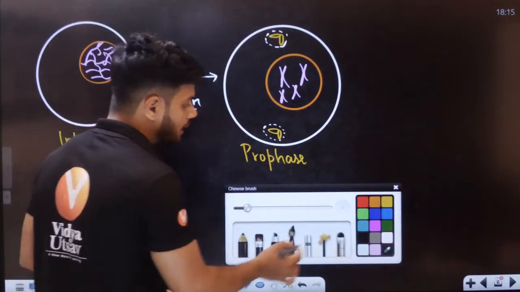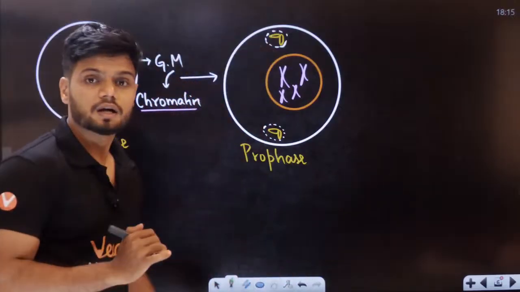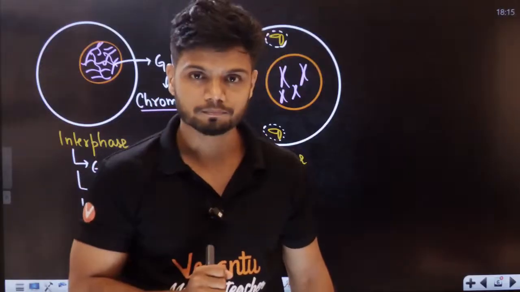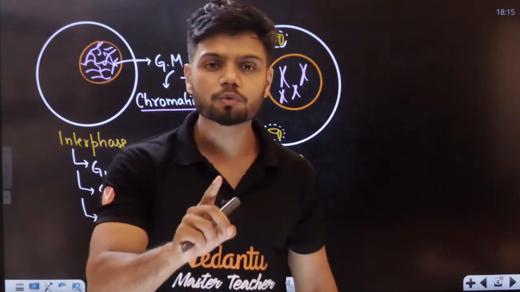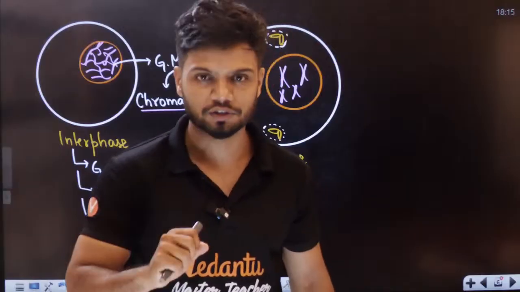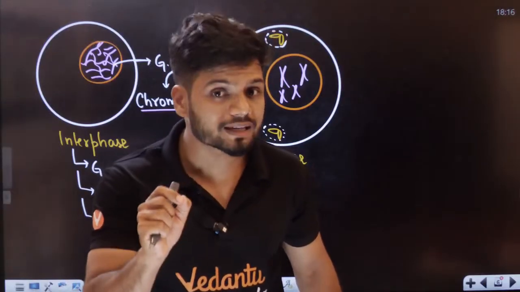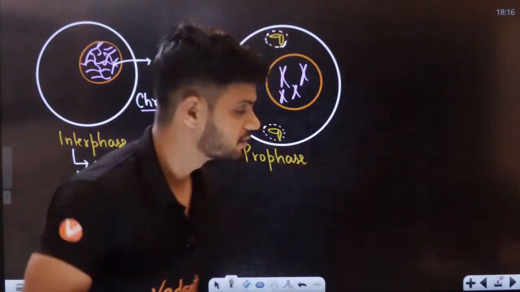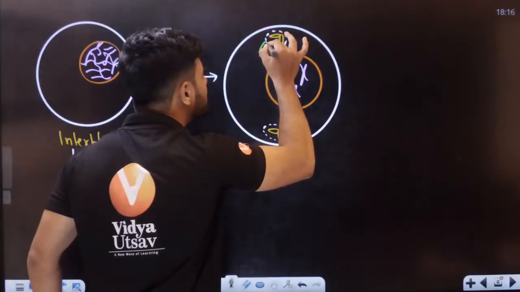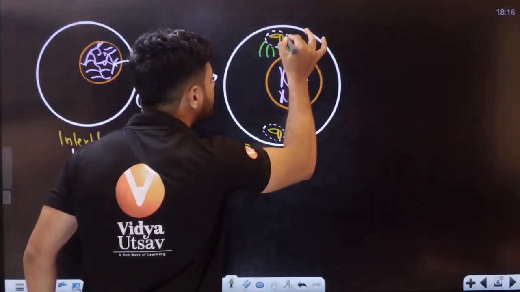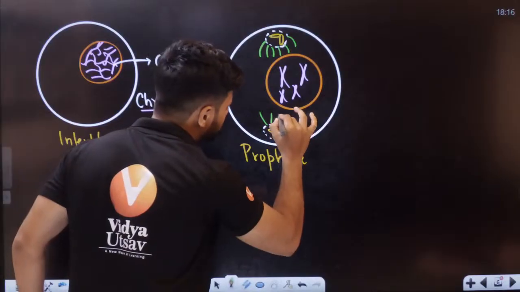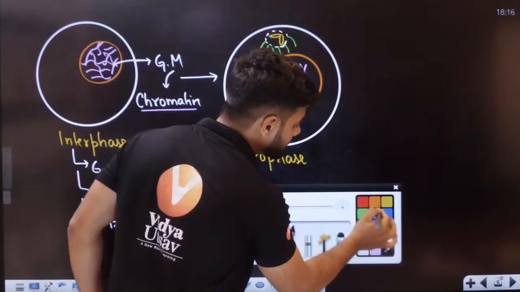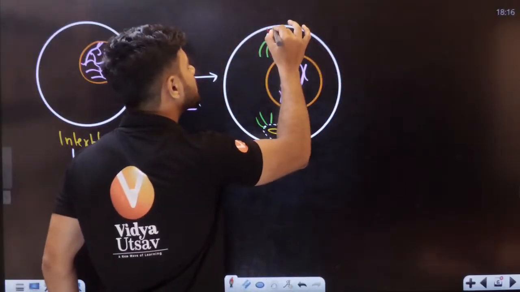Now what happens, students? From the centrosome, there will be a release of microtubules. All of you remember, microtubules are basically a type of cytoskeleton. And the microtubules I am talking about right now are called spindle fibers and asters. So from here, there will be spindle fiber release. Spindle fiber is being released from here. And at the same time, students, here there will be aster release.